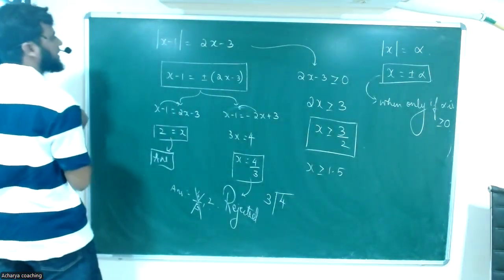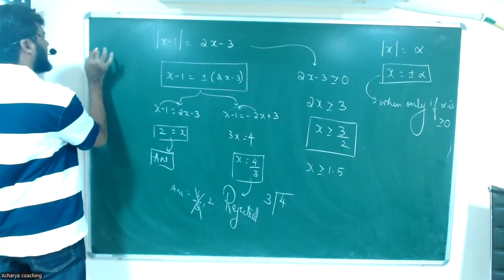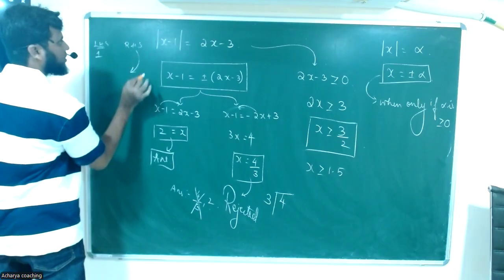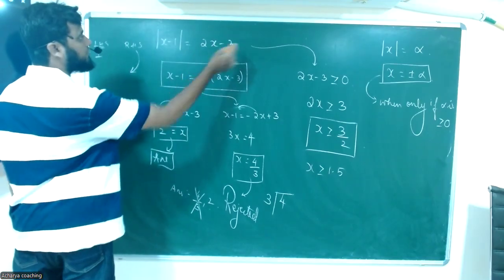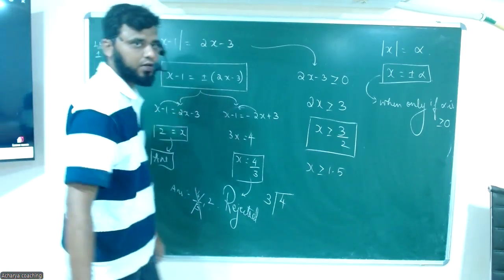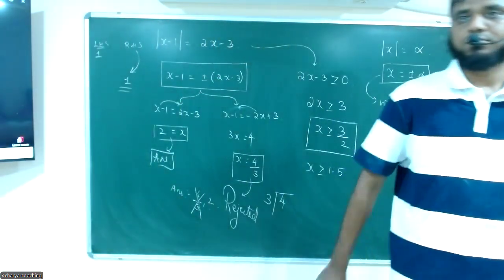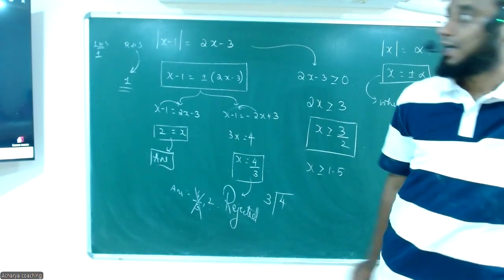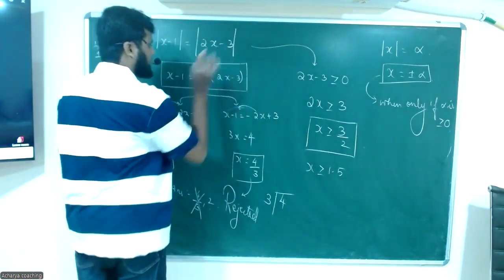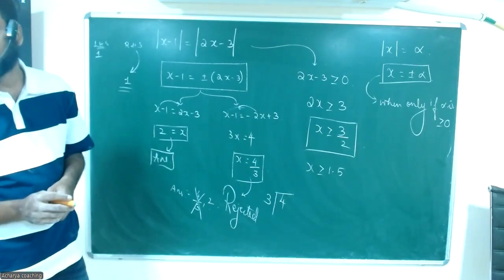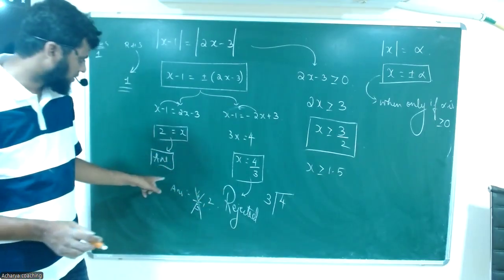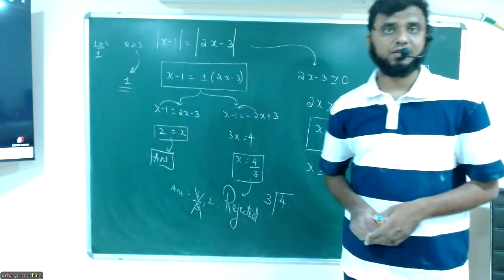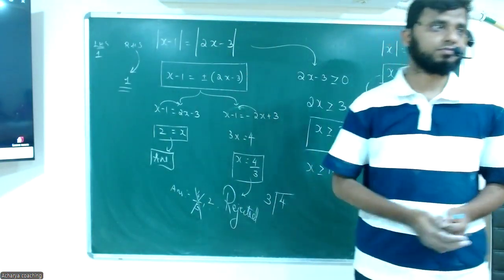So x equal to 2, 2 minus 1, 1. Modulus of 1, 1. This is LHS. RHS? 2 2s are 4, 4 minus 3, 1. Clear? So what we have used here, we have used only the properties. Suppose in case if this is modulus, then both are our answer. Minus 4 by 3 is also the solution, as well as 2 is also the solution, if I have modulus here. You can copy this as a separate question.